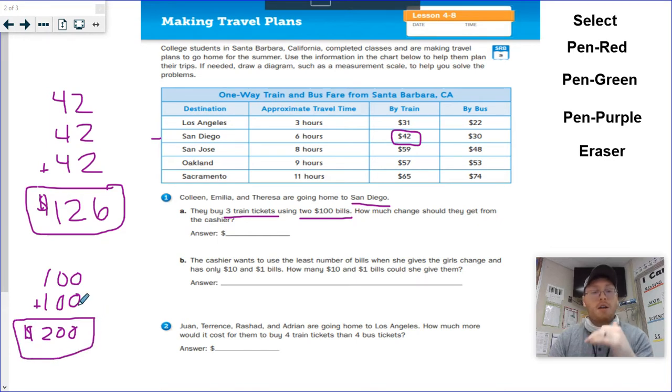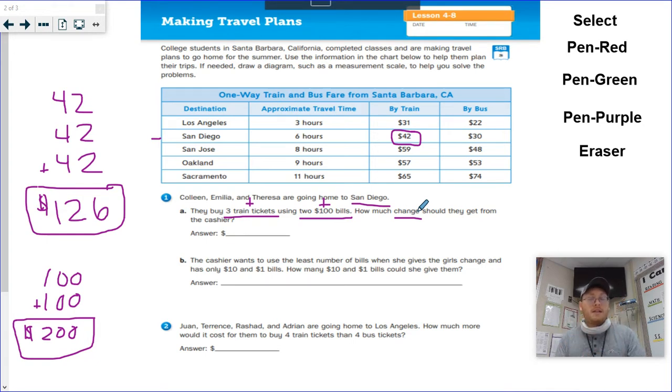The tickets cost $126. What does my question ask me? How much change should they get from the cashier? Okay, so what I did with this problem is I added these, and then I have to figure out the change. Well, from lesson 4-7, I believe it was 4-7. Nope, 4-6. Oh, no, 4-7A in our Oklahoma Essentials book. In that lesson, we were making change. We were finding out the correct change.